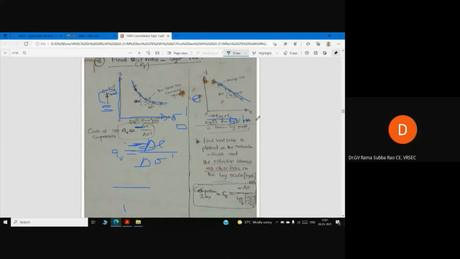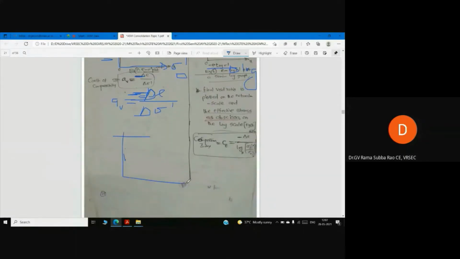So please draw the same plot, but while you are drawing the plot, use semi-log sheet. That means keep log sigma dash here, and void ratio as it is, just like arithmetic scale. Now you see your non-linear curve will become almost a straight line. Now the slope of this line is called Cc.